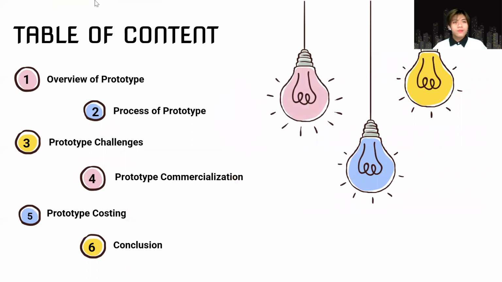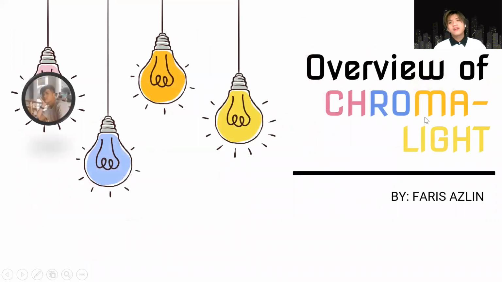What is going to be discussed in this presentation is, firstly, the general overview of the prototype, and then we will be talking about the process of this prototype, also the prototype challenges and prototype commercialization, and then prototype costing, and lastly, we will conclude our prototype to be sold in the near future. So first things first, I'll be starting off with the overview of Chroma Light.